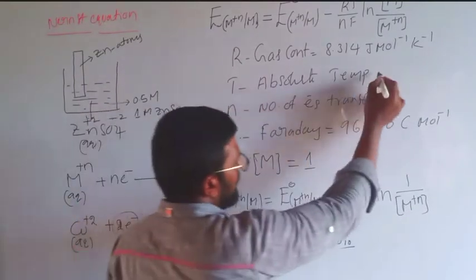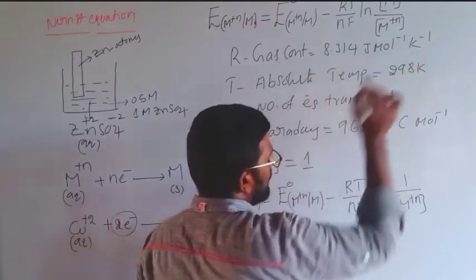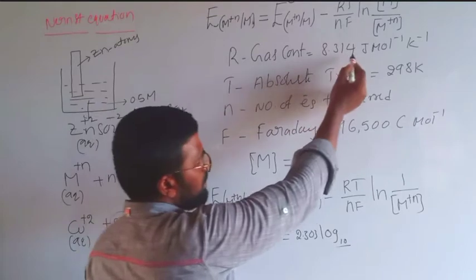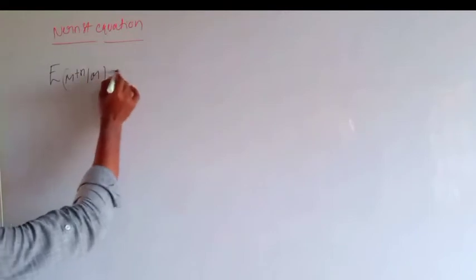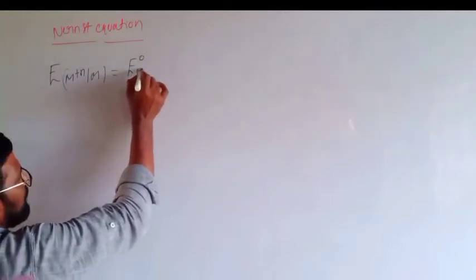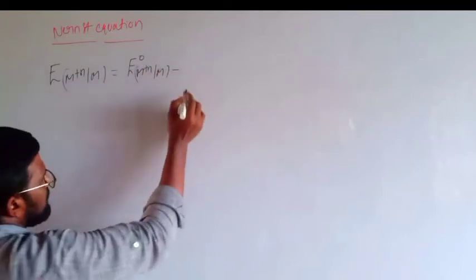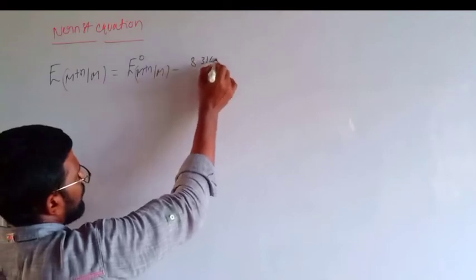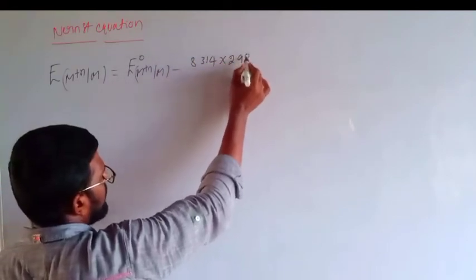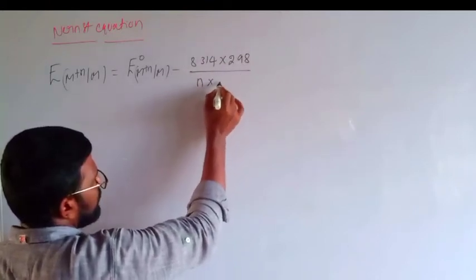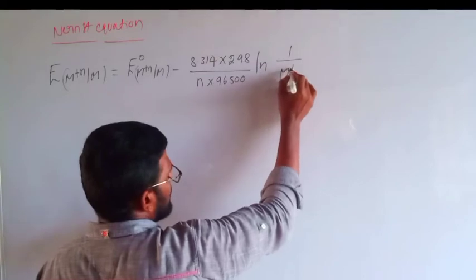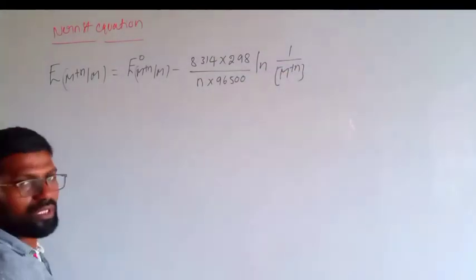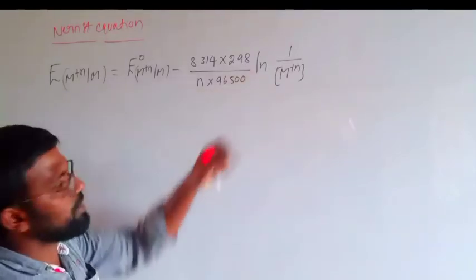So here, if you take the temperature, that is room temperature, 298 Kelvin, and the R value is 8.314 joules per mole per Kelvin, we get the reduction potential of an electrode is equal to the standard reduction potential minus 8.314 into the temperature, which we have taken as 298 Kelvin, that is room temperature, by n into 96,500, that is 1 Faraday, ln 1 by the molar concentration of the M plus n ions. Right. Now here this logarithm is the natural logarithm.